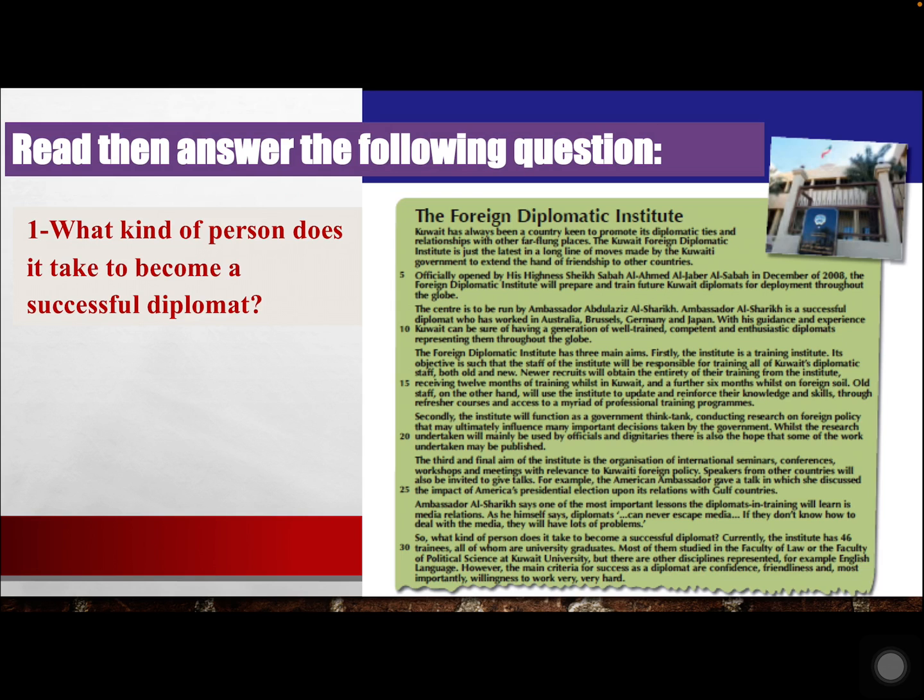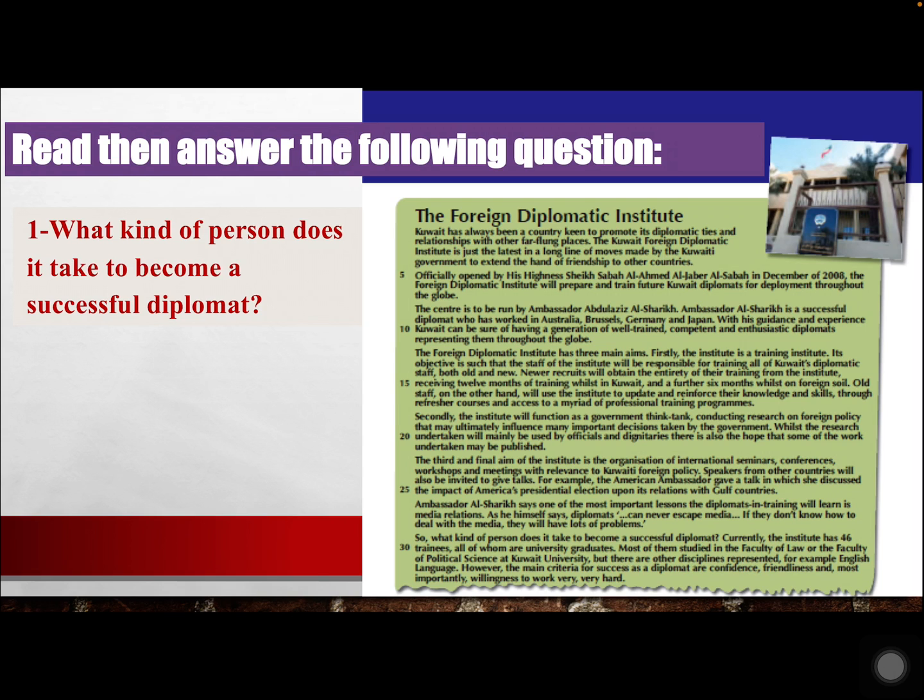Read, then answer the following question. We have a question here in this passage that we need to answer. It says, what kind of person does it take to become a successful diplomat? So I think from the title and from the question, you guess now we're talking about diplomats and the qualities that they should have. So if we go through the reading passage, you're going to find the answer to this question.